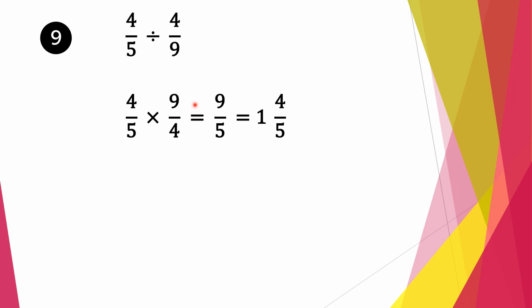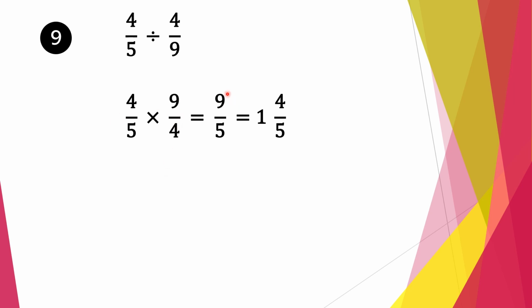Let's move on to question 9. We have 4 over 5 divided by 4 over 9. In division, again, we keep the first fraction as it is, 4 over 5. We change the division sign into multiplication. We take the reciprocal of the second fraction. We flip it over. It's 4 over 9. We write down as 9 over 4.